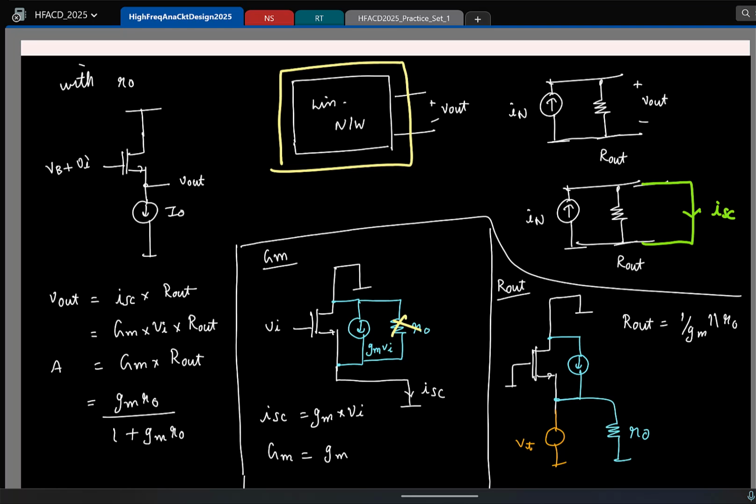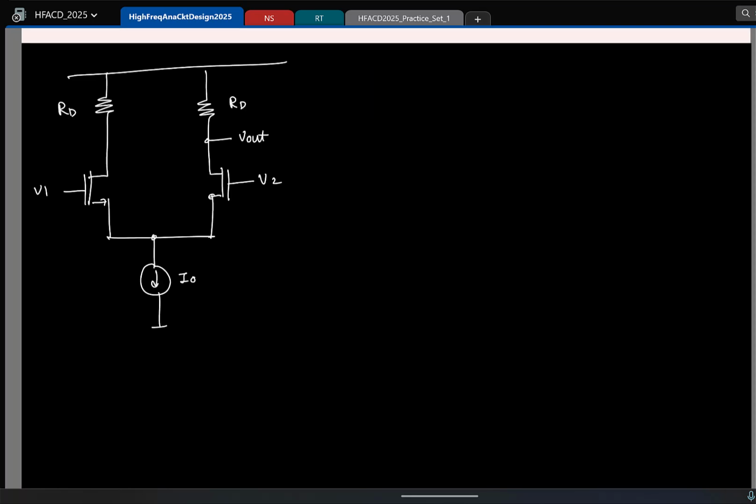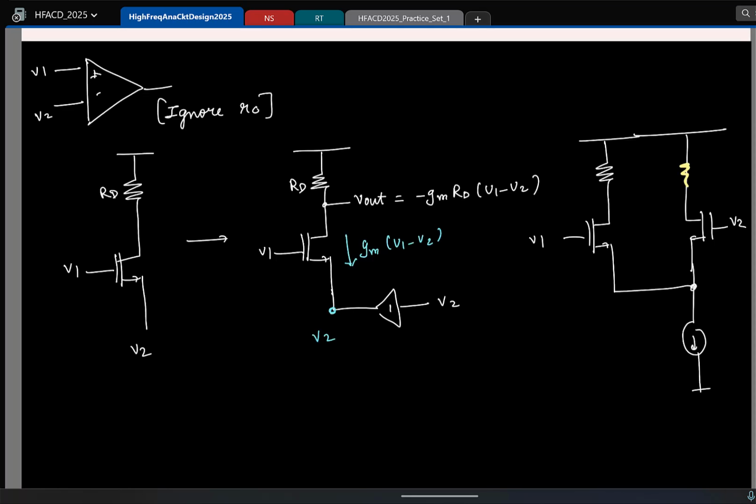The gain is 1 here. Vout follows Vi because I have ignored R0 and we have a current source. What is the input impedance? Infinite, looking into the gate. What is the output impedance? 1 by GM. Again I have ignored R0, so looking into the source, 1 by GM. So is it 0? No, right? So which means this is not an ideal voltage buffer. So which means this voltage will not be equal to V2, right? So that's what you need to calculate.